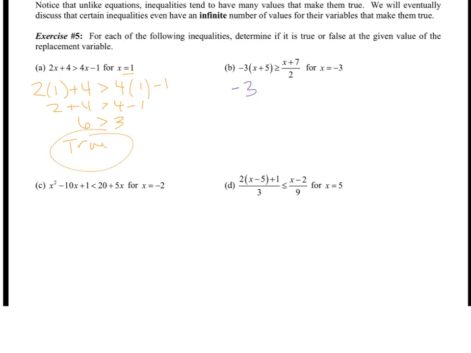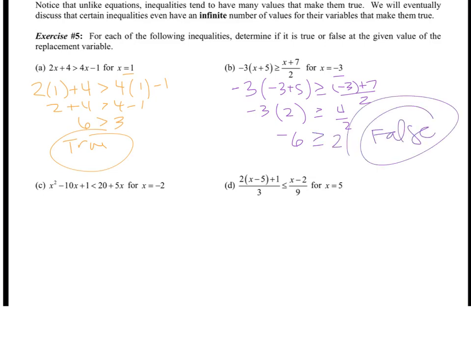Negative 3, and this one we're putting negative 3 in: negative 3 times negative 3 plus 5, is that more than or equal to negative 3 plus 7 divided by 2? So negative 3 times 2, is that more than or equal to 4 divided by 2? Is negative 6 more than or equal to 2? No, that one is false.